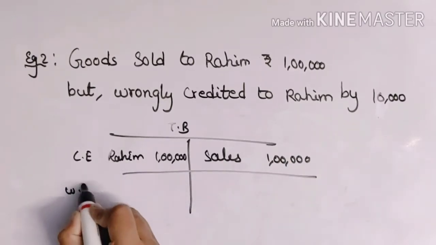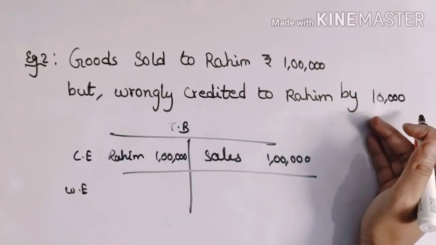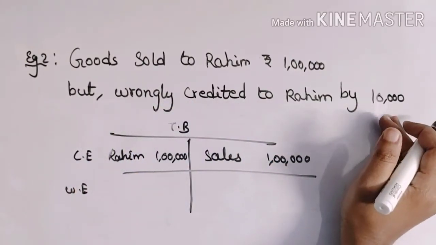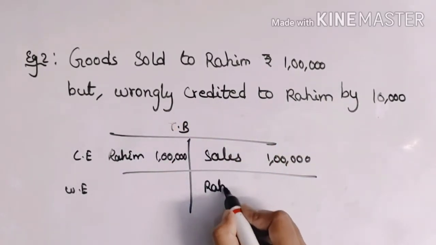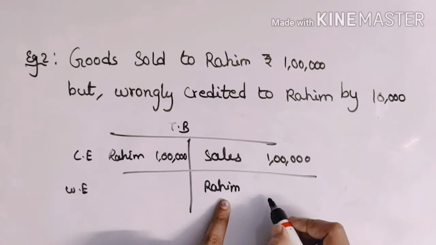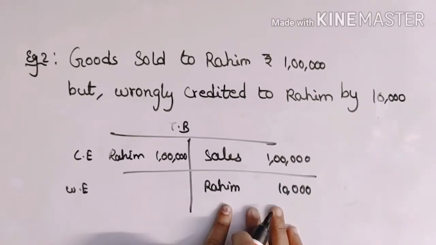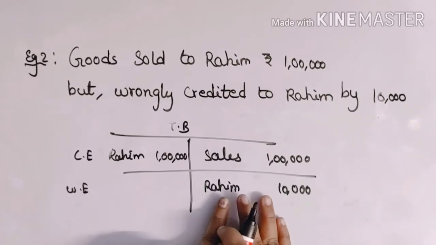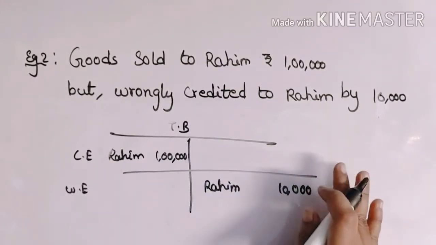And now what is the wrong entry that they have written? Wrongly credited to Rahim account by 10,000. Okay, so Rahim account is credited, which is wrong. So in the wrong entry we are writing Rahim on the credit side by rupees 10,000. So this is the wrong entry. They clearly say that the error happened in the Rahim account only, but not in the sales account. So this sales account is simply silent in this whole sum.